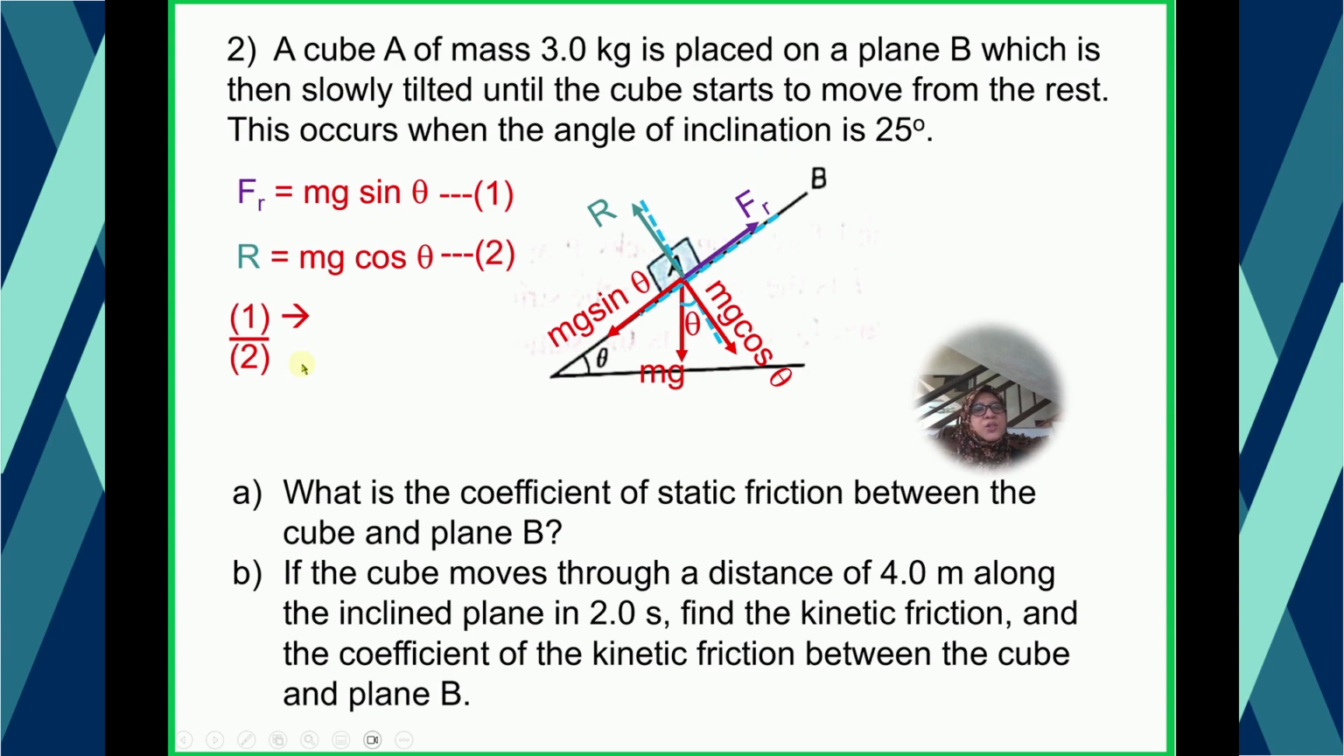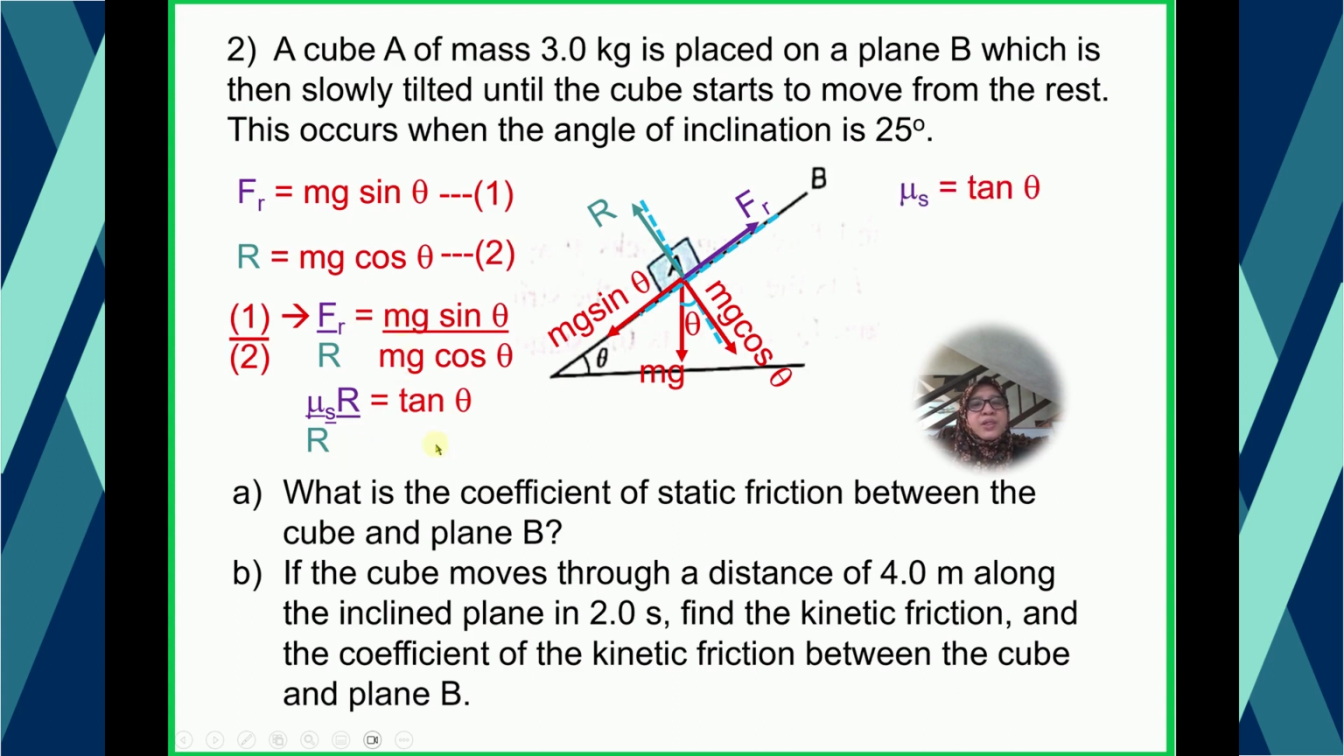So we use a ratio. Fr over R equals mg sin theta over mg cos theta. Sin over cos is tangent, so tan theta. And Fr is mu s R because this is limiting static friction, so it equals mu s R divided by R. mg can be cancelled out, and R also cancels out. So we can calculate the coefficient of static friction asked by question A.